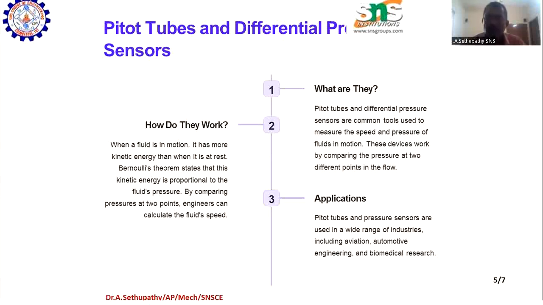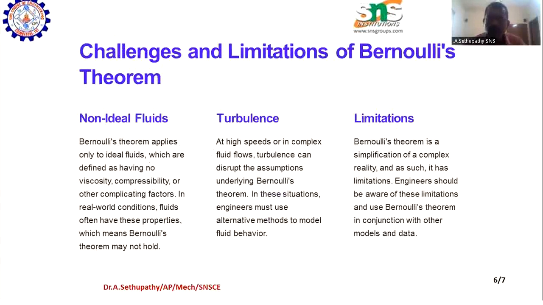So what are they? Pitot tubes and differential pressure sensors are common tools used to measure the speed and pressure of fluid in motion. These devices work by comparing the pressure at two different points in the flow. So what are the applications? Pitot tubes and pressure sensors are used in a wide range of industries, including aviation, automotive engineering, and biomedical research.